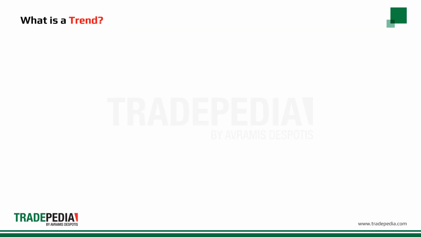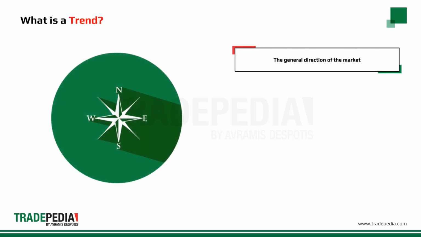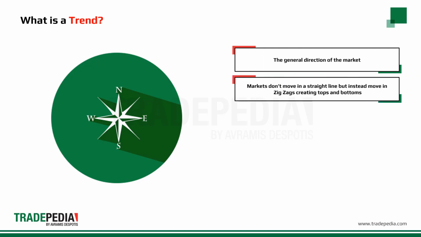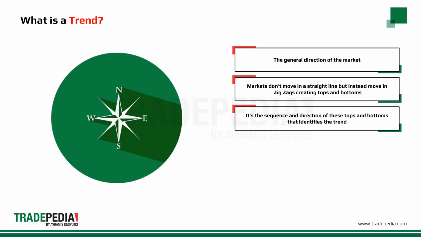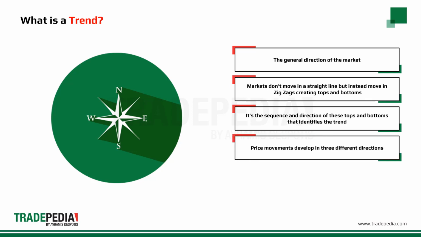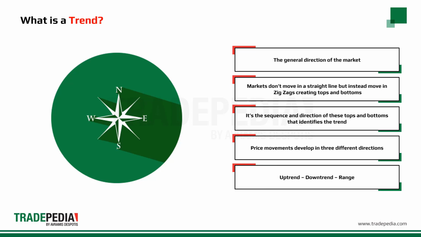What is a trend? A trend is simply the general direction of the market. Markets don't move in a straight line, but instead move in zigzags, creating tops and bottoms. It's the sequence and direction of these tops and bottoms that identifies the trend. Price movement has only three directions: uptrend, downtrend, and range.